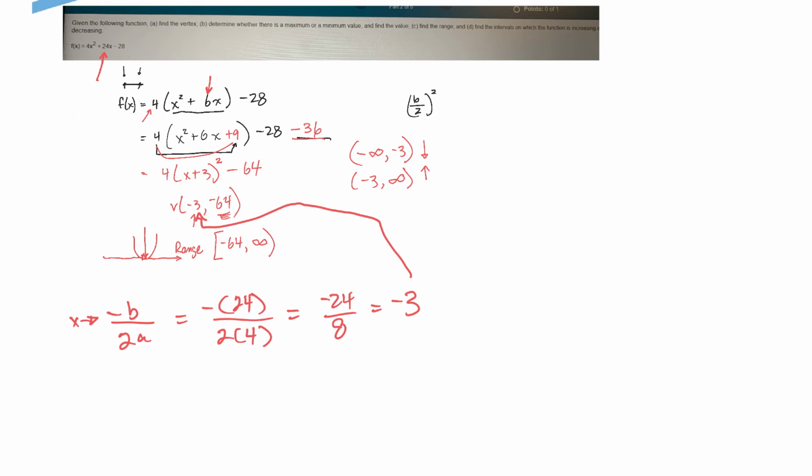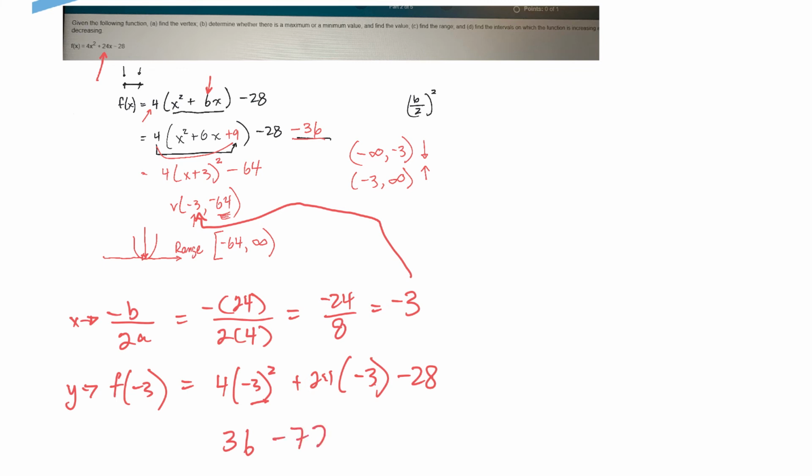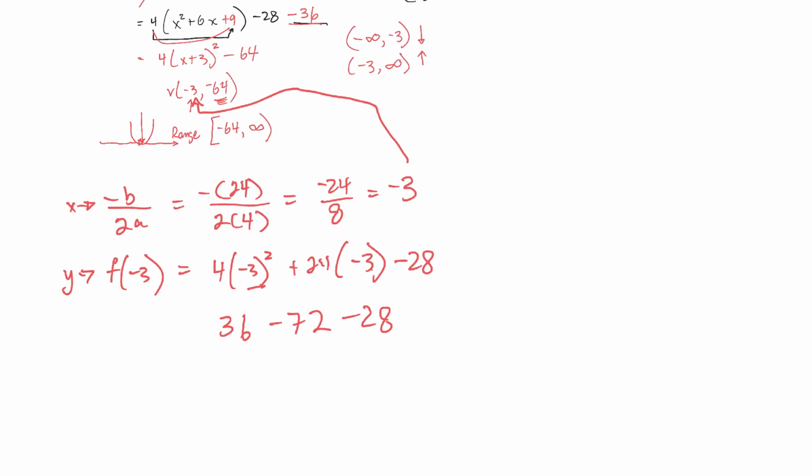Awesome. Now to find the y value of the vertex, I find the value of the function when I plug negative 3 in. So it's 4 times negative 3 squared plus 24 times negative 3 minus 28. Negative 3 squared is 9, times 4 is 36. 24 times negative 3 is negative 72, minus 28. Okay, this would be minus 100. So 36 minus 100 is minus 64. So we got the same as we did before.